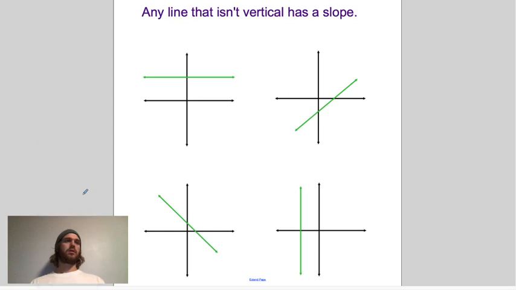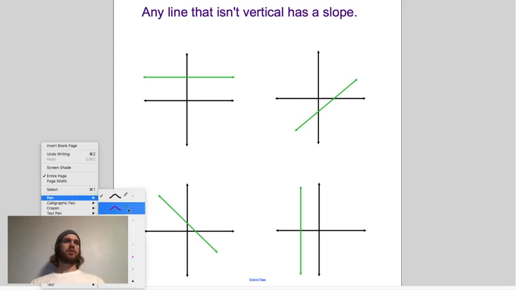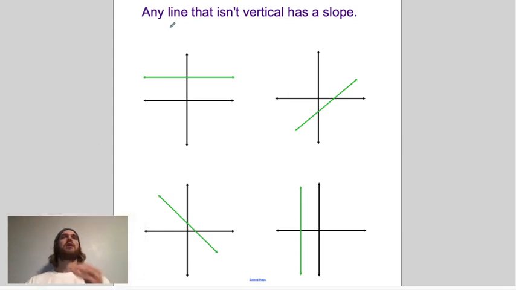Let's go down to green. I always like to think, if you're riding a bicycle on this, would you be moving anywhere? No. Okay, so that means this slope is 0.